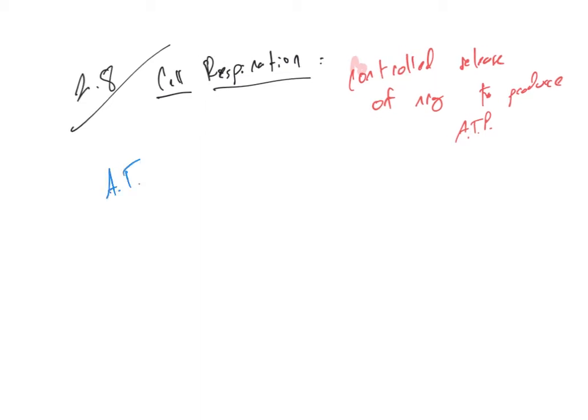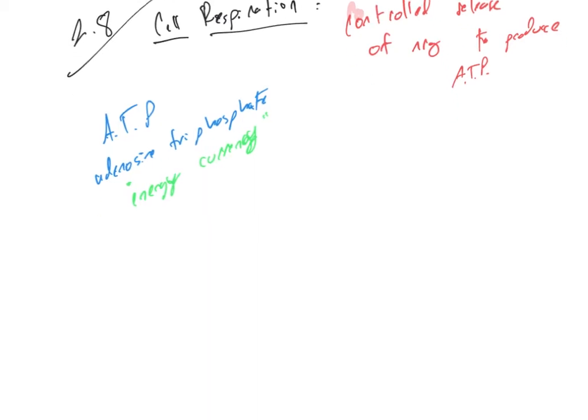ATP, we should remember, is adenosine triphosphate. It's frequently referred to as the energy currency of the cell. All things in your body require ATP. When you say this requires energy in the body, we're talking about ATP.